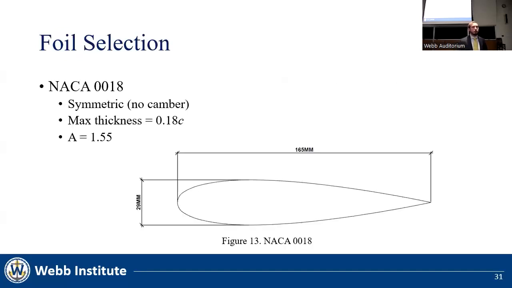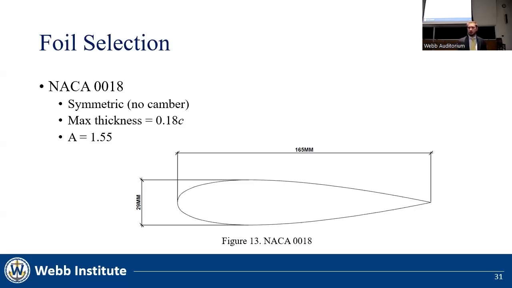A NACA 0018 foil was chosen for this thesis as it was used in the KCS model container ship and other series. It is a symmetric foil, meaning it is symmetrically mirrored across the chord. When positioned at an angle of attack of 0, only drag will be present, no lift, as was mentioned earlier. This foil has a maximum thickness of 18% of its chord length and an aspect ratio of 1.55. This was chosen as the limiting factor is the span.